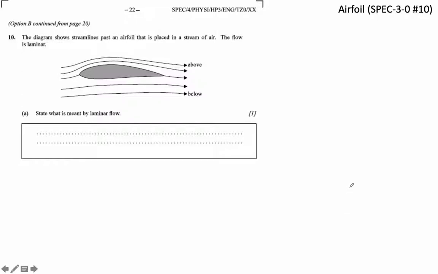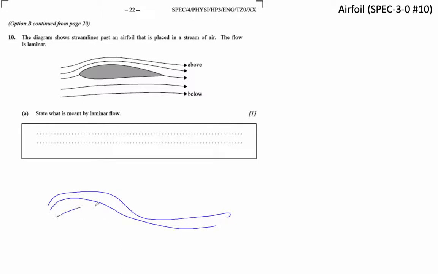All right, there we go. We get to the streamlines on an airfoil. State what is meant by laminar flow. Laminar flow means that it's like they're laminated. It is like they're all parallel to each other. So laminar flow is like woo, woo.